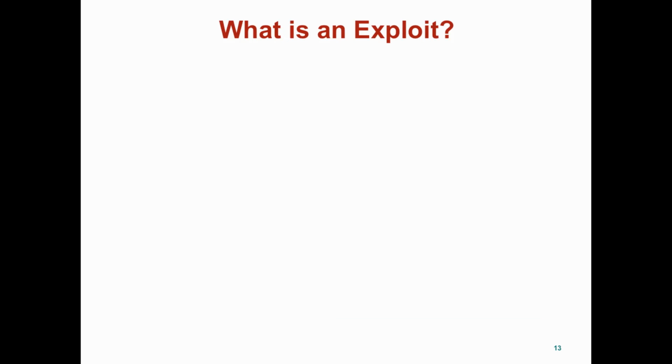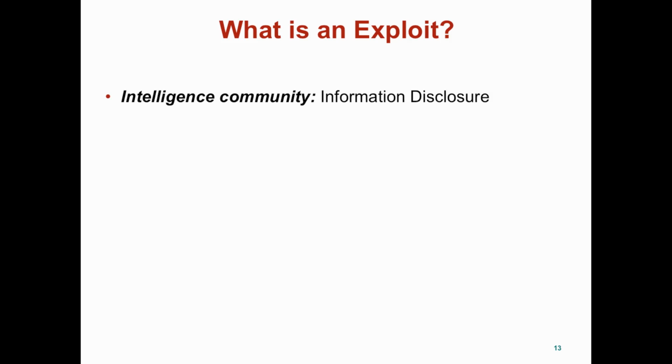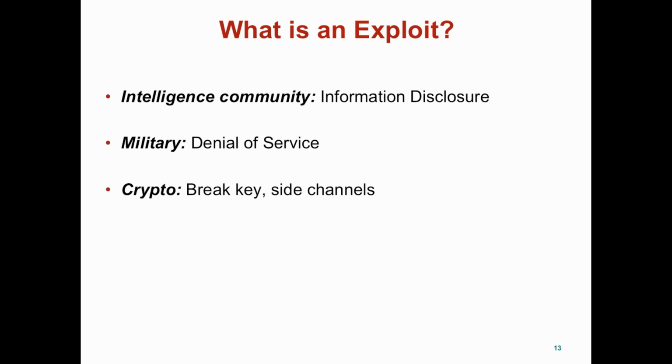So the first question is, what is an exploit? Well, to give you an idea of how difficult this question is, go out and ask a number of people what it means to exploit a system. For example, if you asked the intelligence community, they would potentially think of an information disclosure as being an exploit. If you ask the military, they would maybe think of denial of service as an exploit because they really want to deny service to their adversaries. In crypto, typically we think of something like a side channel or maybe breaking a key with an algorithm as an exploit. And of course, in the hacking community, we typically think of control flow hijacks.